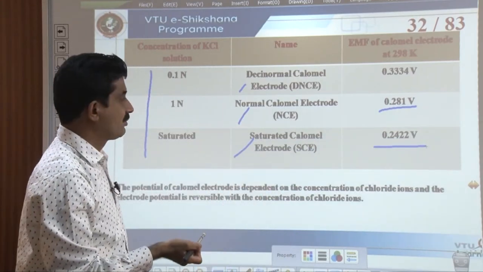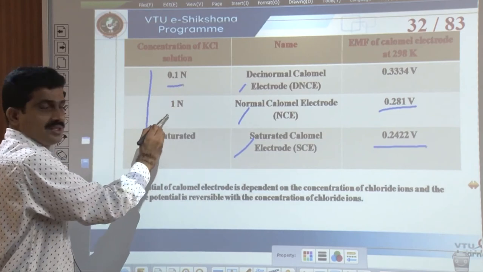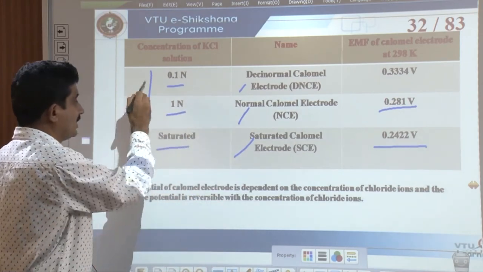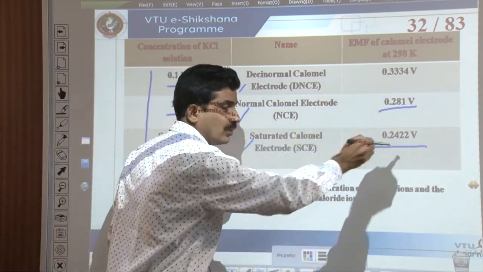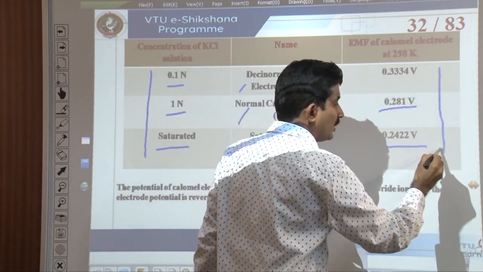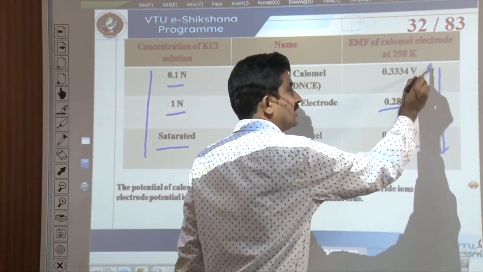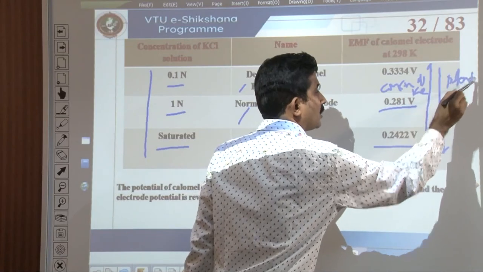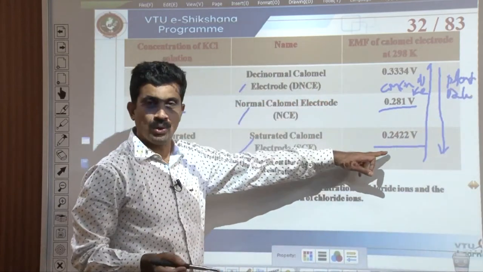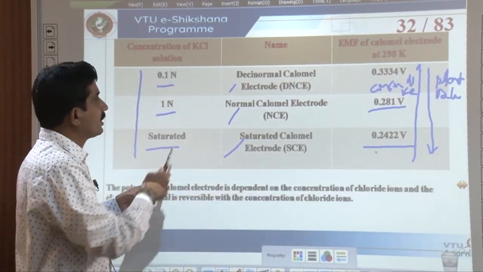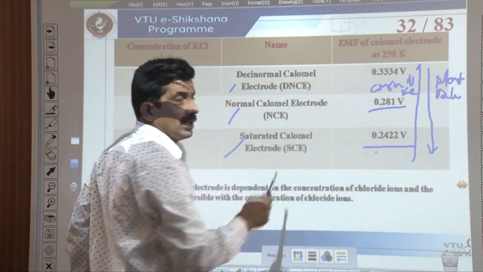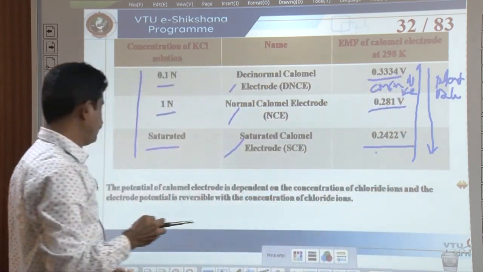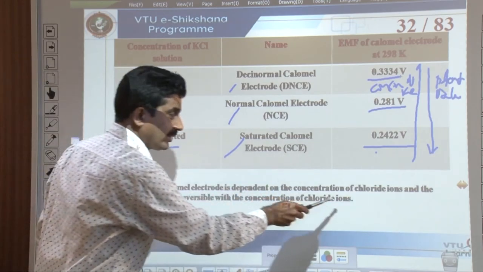With the increase in the concentration of KCl, this is 0.1 normal, this is 1 normal, and this one is saturated KCl, the potential value decreases. As we increase the concentration of KCl, the potential of the calomel electrode decreases. The 0.2422 volt is the potential of saturated calomel electrode, whereas the potential of the calomel electrode with 0.1 normal KCl is 0.3334 volt.